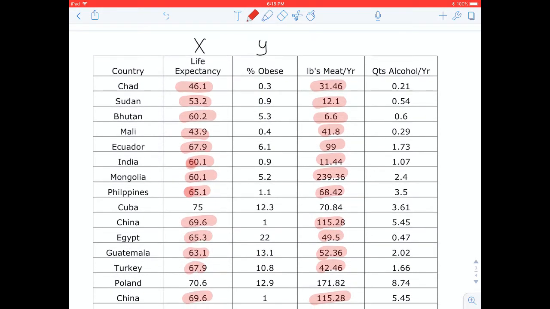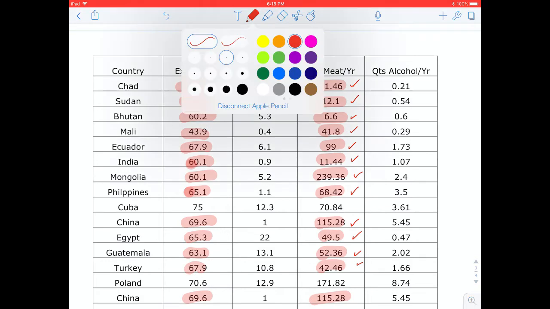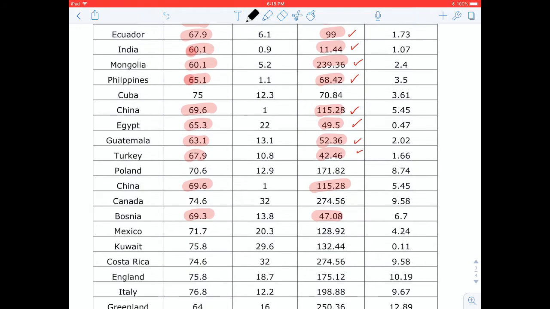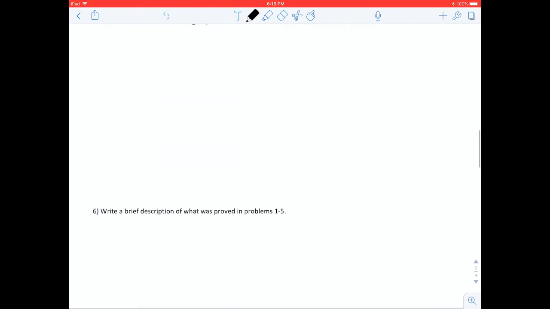And then, for these red ones over here, you would go and put how much meat they eat into list 1. And then, for the other countries, take how much meat they eat, and then put that in list 2. And then you'll find the mean and standard deviation for each one of those lists.